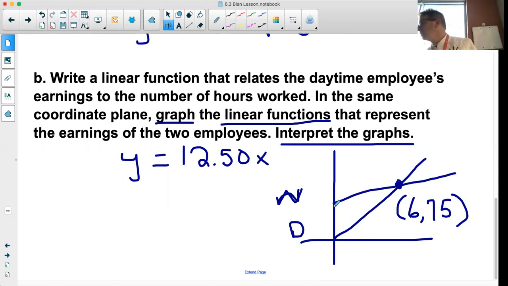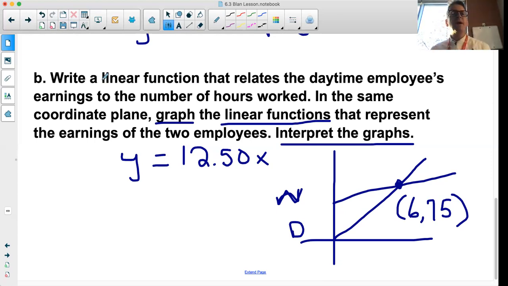B, in the book it says your friend has a higher hourly wage but does not earn more money until you work more than the 4 hours. Excuse me, that was the wrong one. The graph shows the daytime employee has a higher hourly wage but does not earn more money than the nighttime employee until the 6 hours. We already talked about that. And that'd be letter B of example 4.